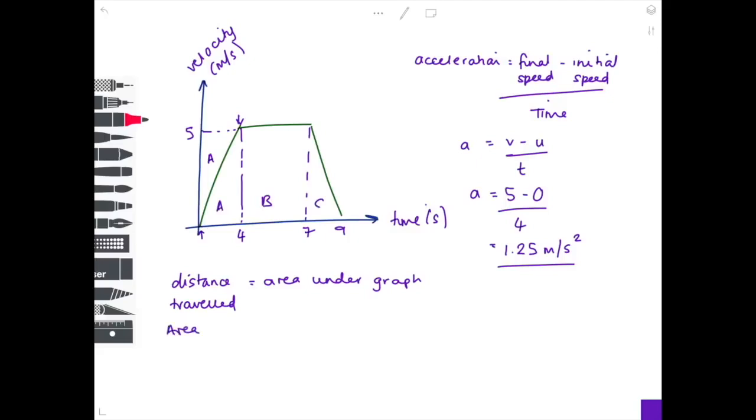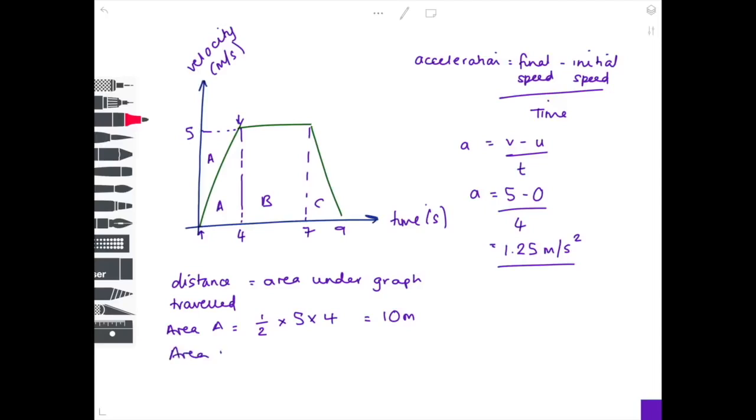So area A is given by this formula. Well, it's a triangle, so I need to put in a half immediately. Times it by the height of the triangle, which is 5. Times it by its width. Do the calculation and that will therefore be 10 meters.